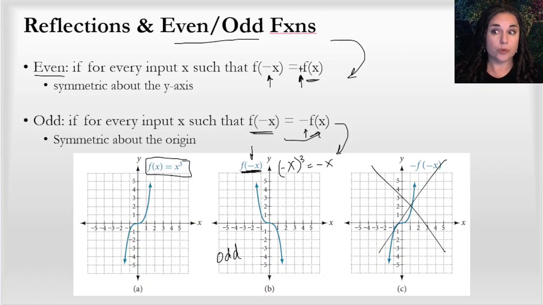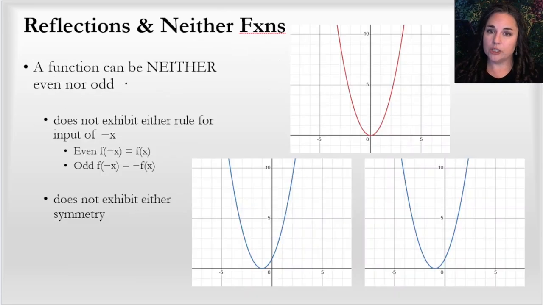I don't really see anything on this last graph that I want to talk about, so I want to move forward to neither function. We reviewed what even is and what odd is, and I'm going to remind you that a function can be neither even nor odd. Even and odd seems like a binary, like there should be just two options, but there's actually a third. It could be neither of those. It does not exhibit either rule for the input of negative x. When I input negative x and get the original function back, it's even. If I input negative x and get the negative of the original function back, that's odd. So it does not exhibit either symmetry.